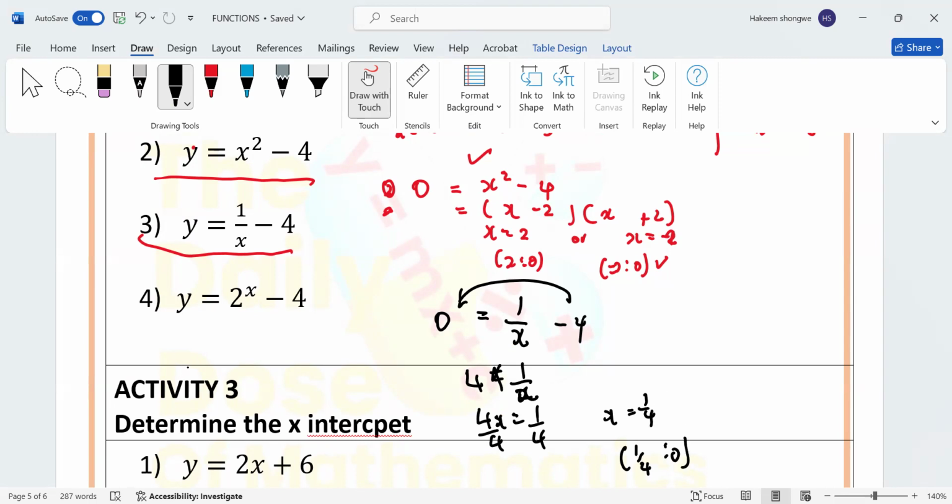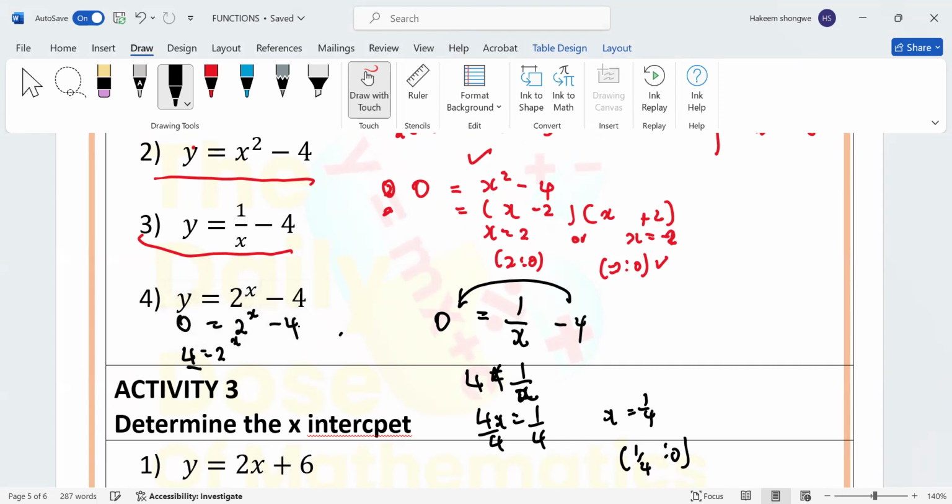Let's go to the last one, number 4. What kind of a function is this one? Exponential. It is an exponential. Okay, on exponential, we are going to put 0 in. And then we're going to have 2 to the power of x minus 4. We're going to transpose the 4 to this other side. So we're going to have 4, which is going to be 2 to the power of what?